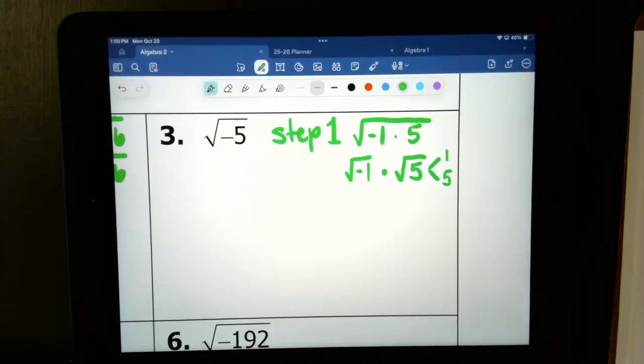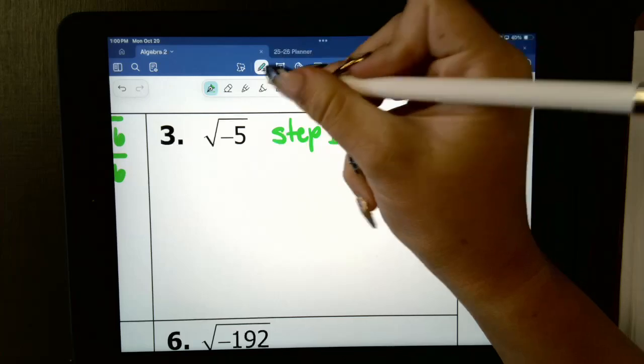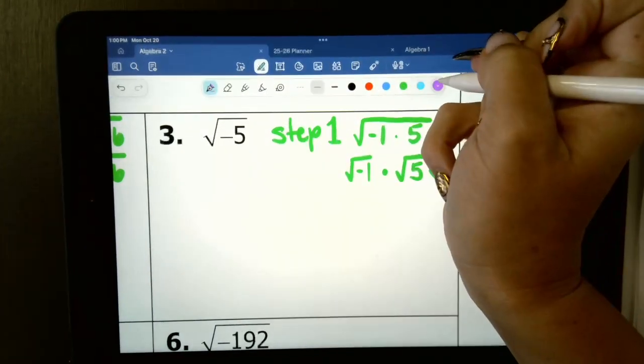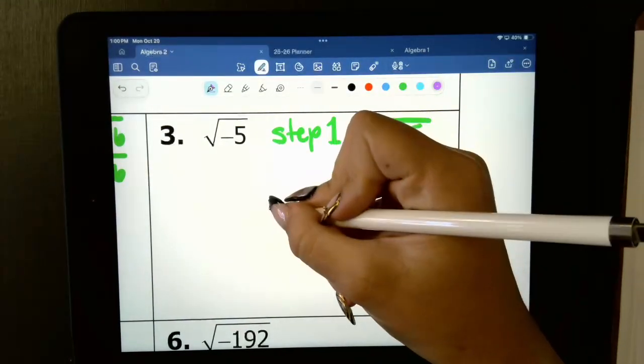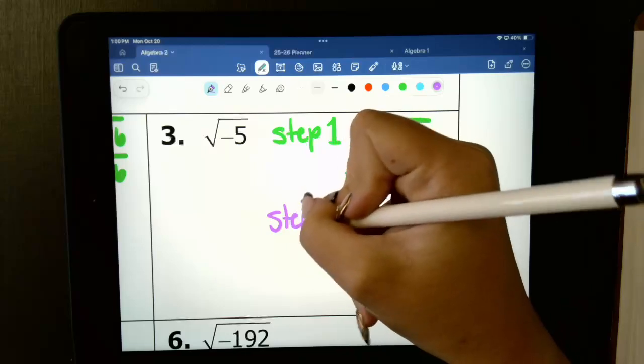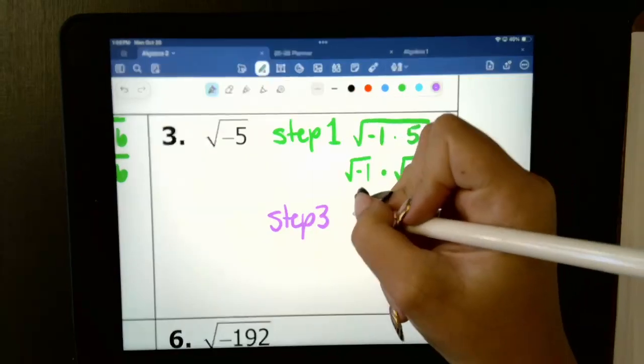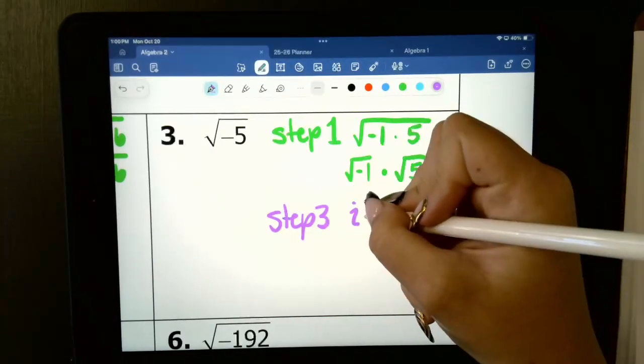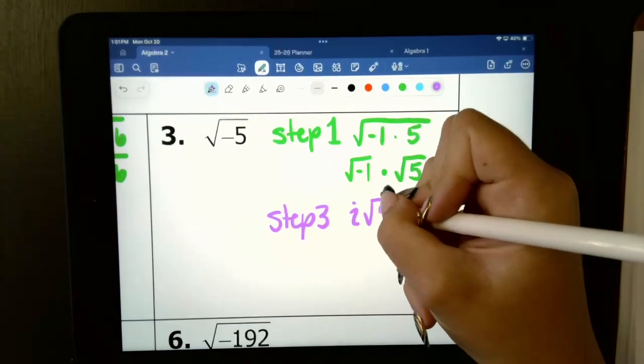Factors are numbers that you can multiply to get the number. So, 1 and 5. Neither of those are perfect squares. So for the final step 3, we're just going to have I on the outside, and then we're going to be stuck with the square root of 5.